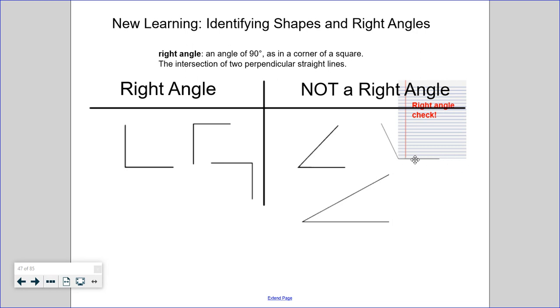Does the angle match the sides of the paper? No, it doesn't. So this is also not a right angle. This angle is actually bigger than a right angle. And now let's try this one.